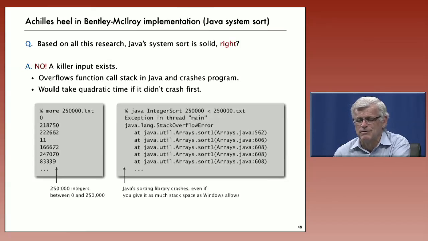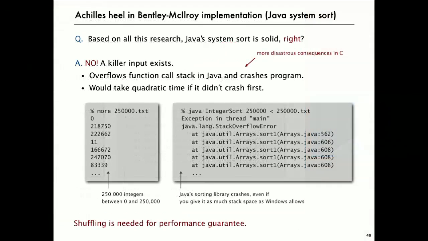There's a killer input for the system sort, and it can be disastrous in various systems. And the reason is they didn't do the random shuffling. McIlroy himself actually found this problem: while the sort is running, you can figure out an input that would make it crash. And so you can just run that program. If the sort doesn't use randomness, then it's vulnerable to this attack.